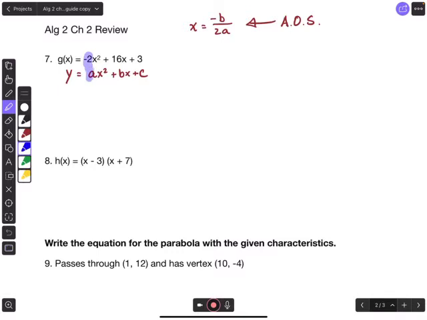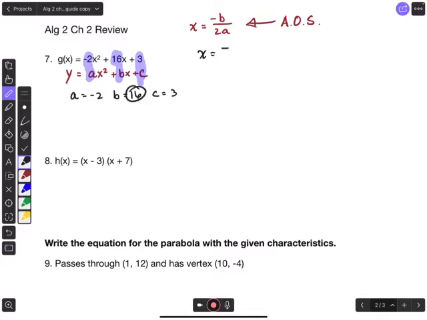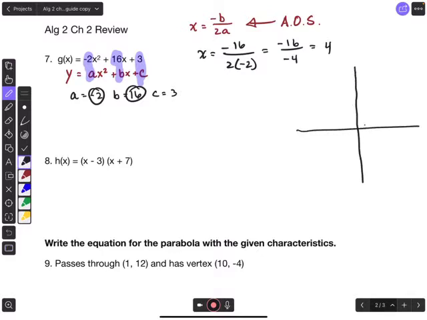So let's identify A, B, and C. Let's highlight them here. A has to be -2. B is in front of the x, so it's 16, and C is this thing dangling off the end, the constant part. So let's write those down. A is -2, B is 16, and C is 3. So let's find that axis of symmetry. X equals -b, well, -16, over 2 times A. Ooh, 2 times -2. Now, some people stopped there. You can't stop there. Just continue to work out the math. Negative over negative is positive, so x equals 4. So right away, if I'm thinking about the graph of this, x equals 4 is my axis of symmetry.